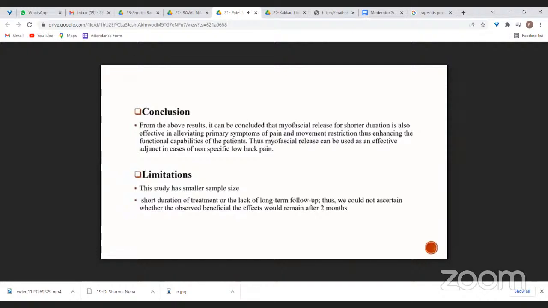There are some limitations of the study. The first is that the study has a smaller sample size. The second is the short duration of the treatment and the lack of long-term follow-up. Thus, we could not ascertain whether the observed beneficial effect would remain after 2 months.